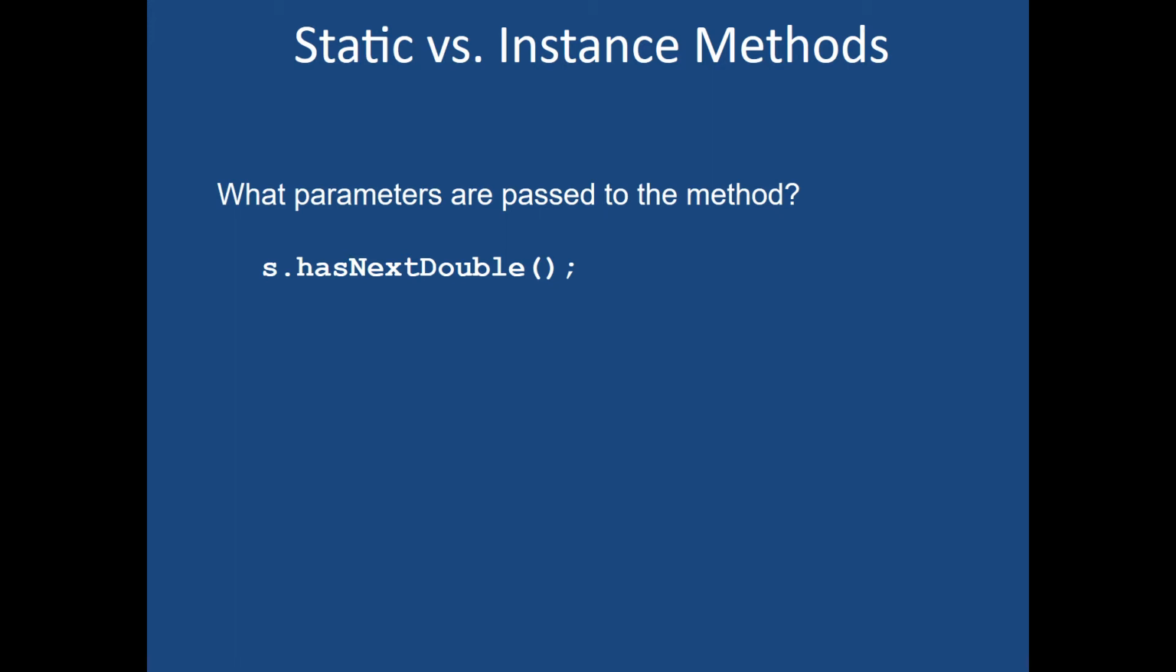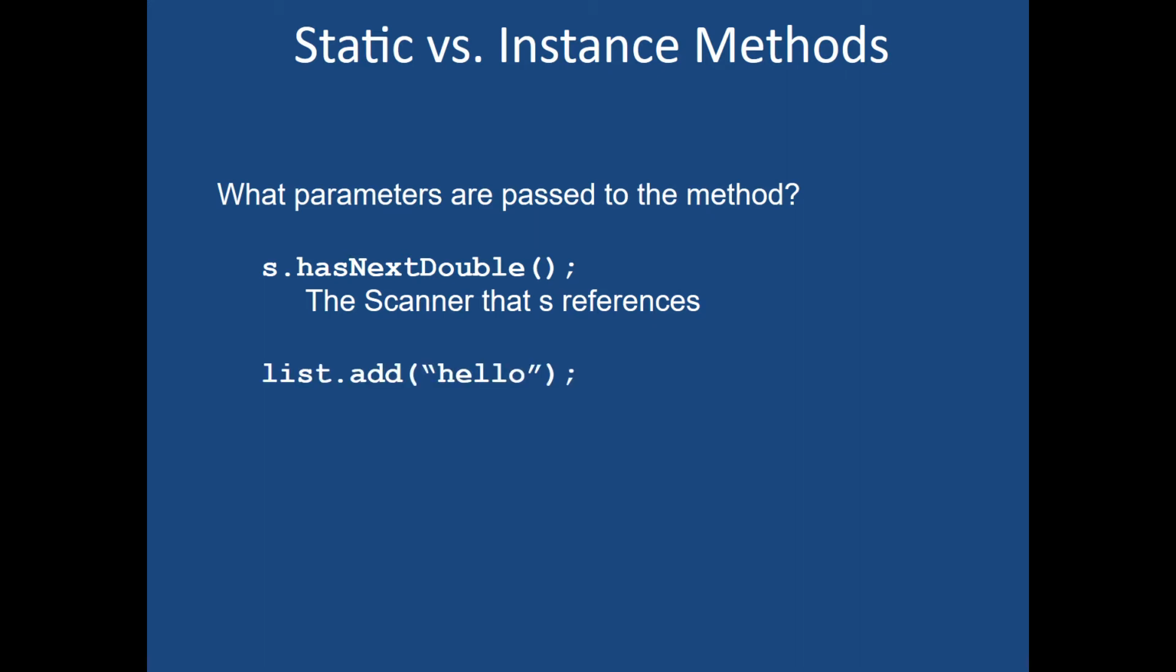We need to know which scanner you're asking about having a next double. So effectively, S is a parameter to has next double. It tells has next double which object it's operating on. But it's not in the parentheses, so that's why I call it the implicit parameter. It's not always mentioned, but it's really there. You might think has next double takes no parameters, and I would often say that, but in reality, it has an implicit parameter.